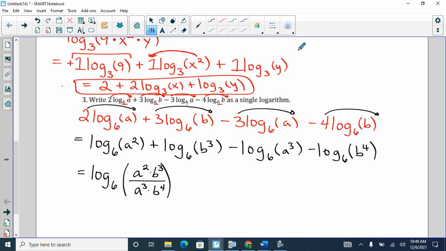And then I cancel off things that are the same. So the b cubed cancels off 3 of those. The a squared cancels off 2 of those. If the total numerator cancels off, what's left behind? 1. Please don't just write ab. It's 1 over ab.